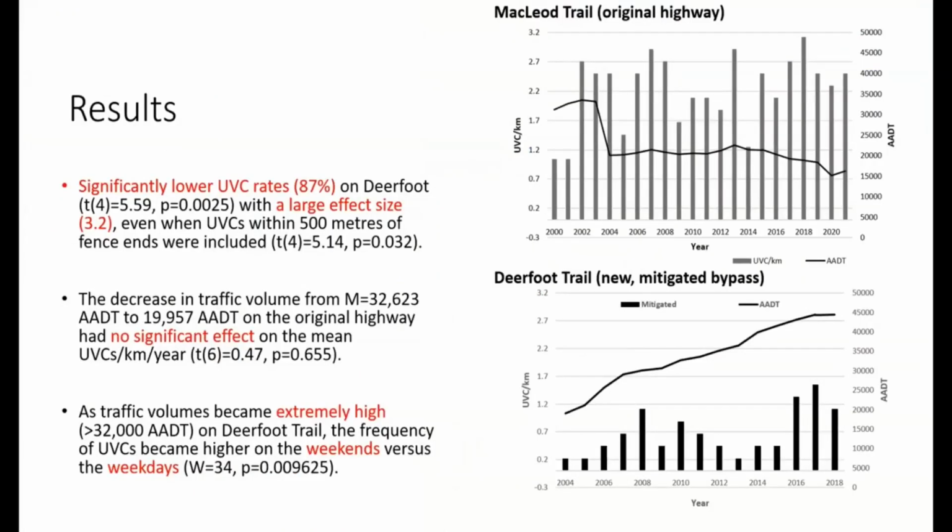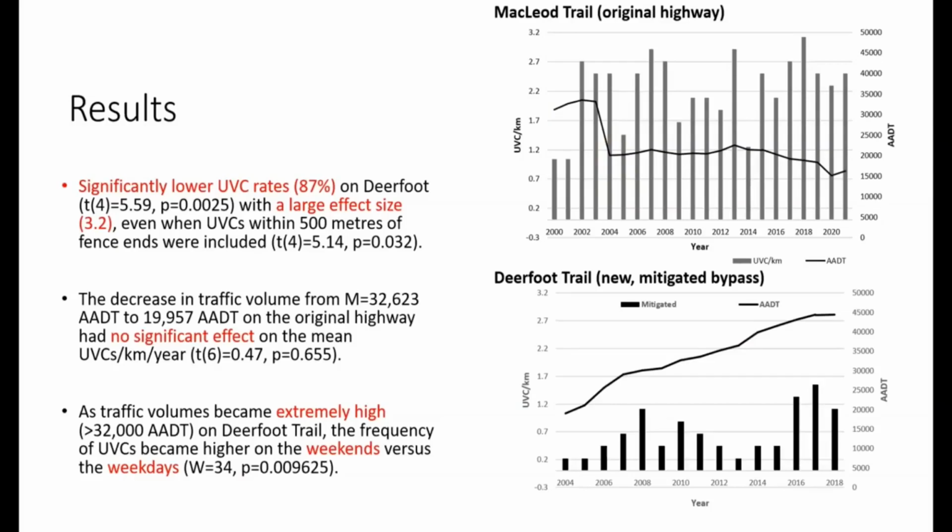So we found 3 key results in this particular study area. First of all, there were significantly lower UVC rates on the new mitigated highway in comparison, with a large effect size, to the original unmitigated highway. And that was significant even when we included UVCs that were occurring within 500 meters of the fence ends. Interestingly, on the original highway, when traffic moved from an average of 32,600 vehicles a day down to nearly 20,000 vehicles per day, that had no significant effect on the ungulate-vehicle collision rate.